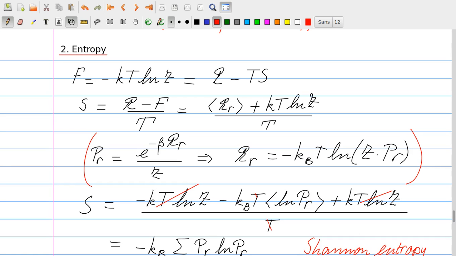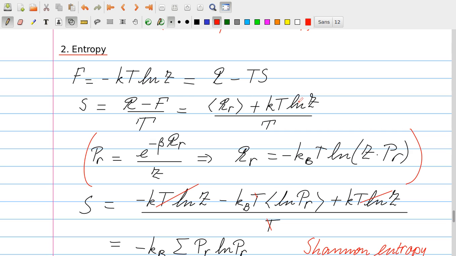Now we move on to study the entropy in the canonical ensemble. The entropy can be calculated from the free energy, which is minus kT ln Z. And we know that F, the Helmholtz free energy, is defined as E minus TS. So we can calculate S as E minus F over T. And using this expression for F, we can also rewrite this as the expectation value of E_R, which is the energy in state R, plus kT times ln Z.